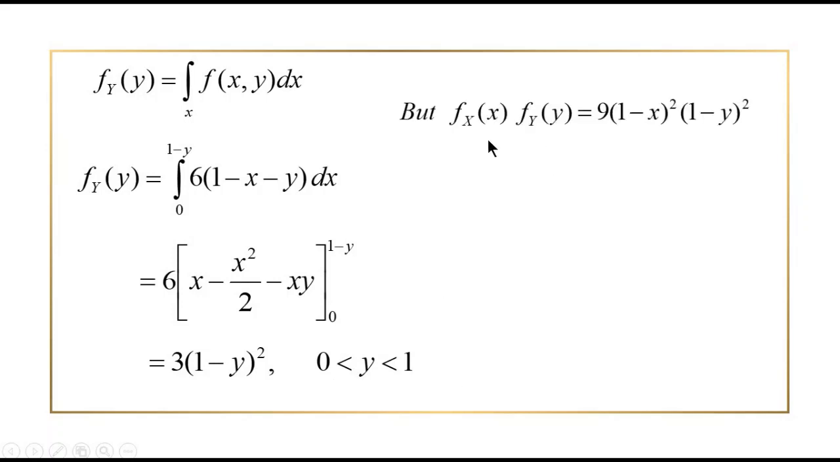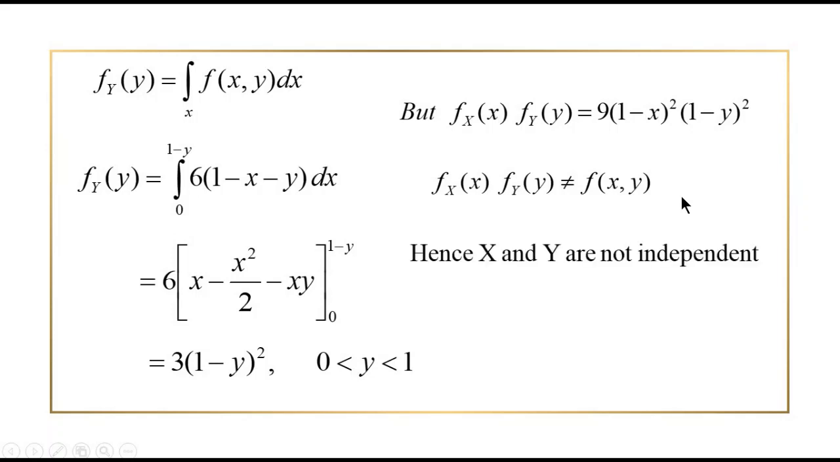And multiplying these two marginal PDFs, it is observed that this is not equal to the joint PDF of x and y. Therefore, x and y are not independent.